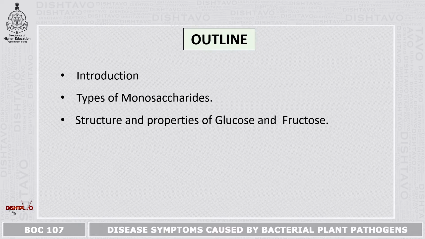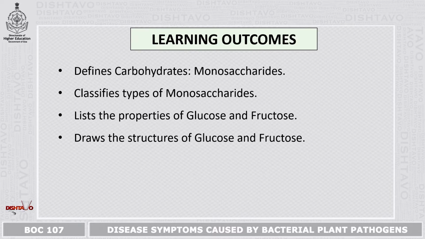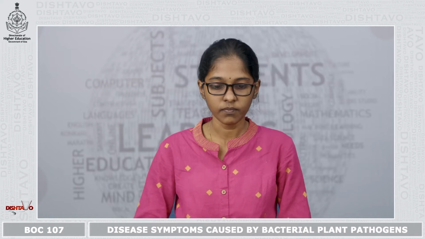Outline: Introduction of carbohydrates. We are also going to learn about types of monosaccharides, structure and properties of glucose and fructose. Learning outcomes: at the end of the module, you are going to define carbohydrates and monosaccharides, classify the types of monosaccharides, list the properties of glucose and fructose, and draw the structure of glucose and fructose.